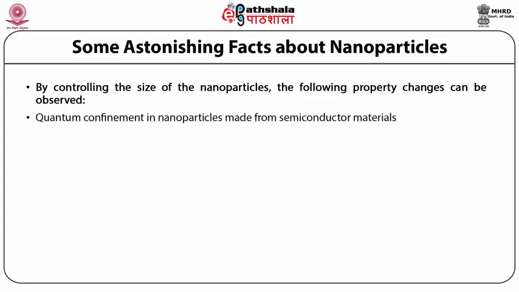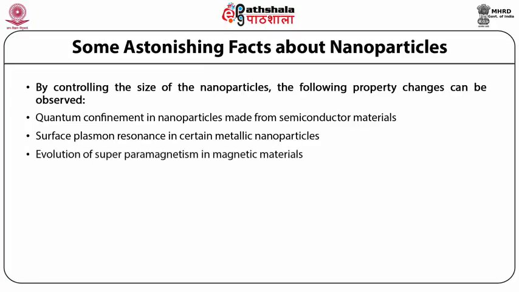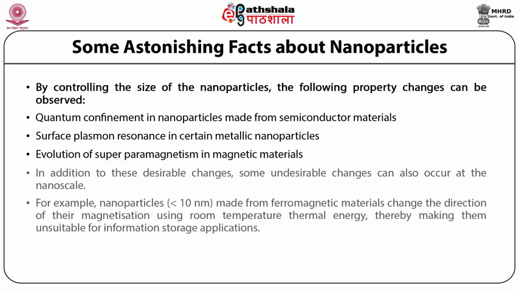Firstly, the quantum confinement in nanoparticles that are made from semiconductor materials. Secondly, surface plasmon resonance in certain metallic nanoparticles. Thirdly, evolution of superparamagnetism in magnetic materials. In addition to these desirable changes, some undesirable changes can also occur at the nanoscale.